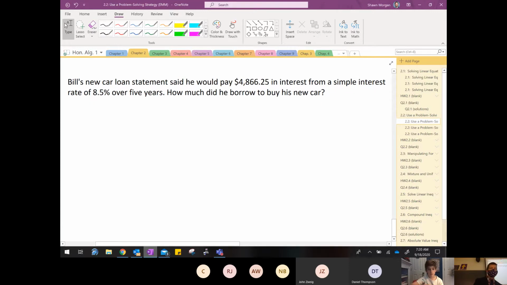There we go. Bill's new car loan statement said he would pay $4,866.25 in interest from a simple interest rate of 8.5% over 5 years. How much did he borrow to buy his new car? So again, we're putting the unknown over on the right-hand side of the equation this time, where it was on the left-hand side yesterday. And I'll tell you what, while you guys work on that, I'll be right back. I'm going to get some water.